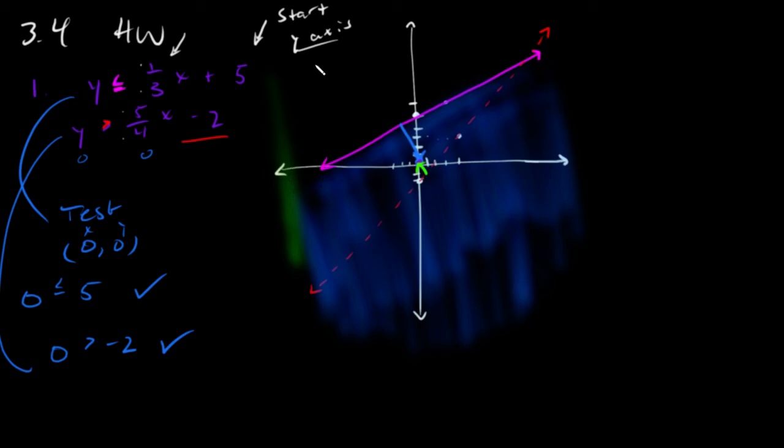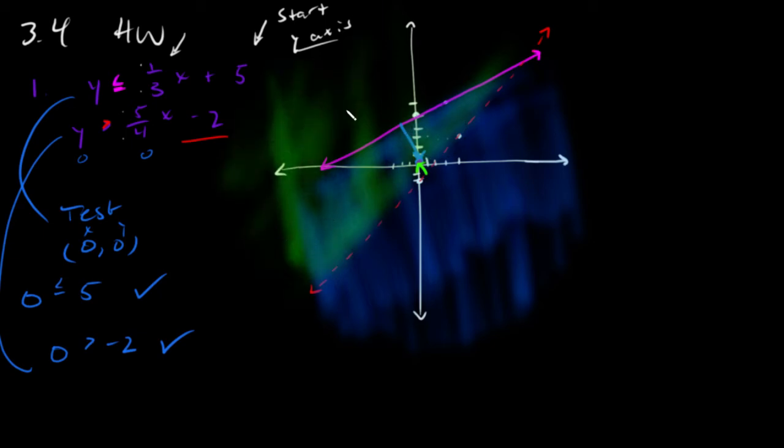Let's make this a lot bigger, shall we? Now, the commonly shaded region is your actual solution. The commonly shaded region means the region that is the overlap, okay? The overlap happens to be this area here.